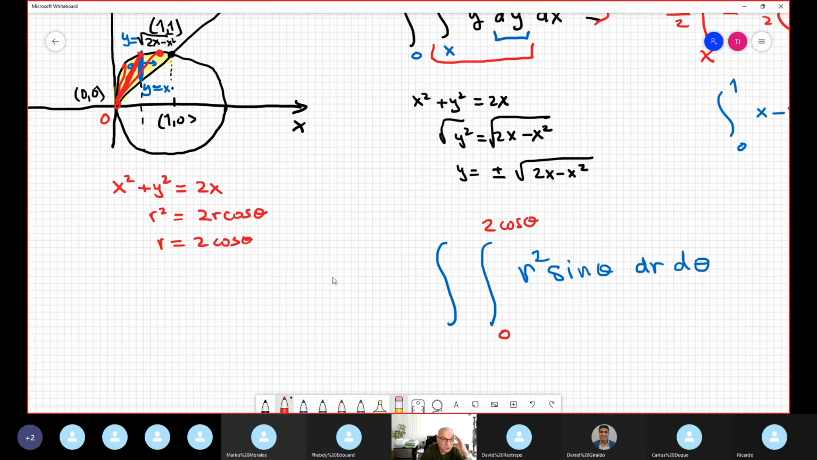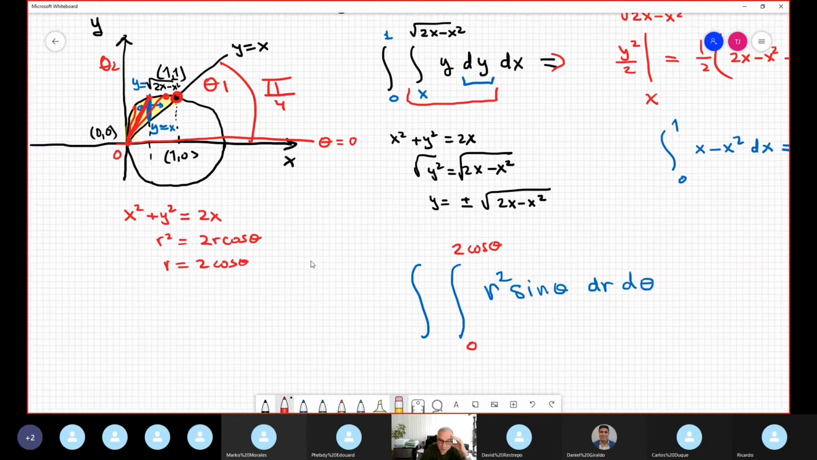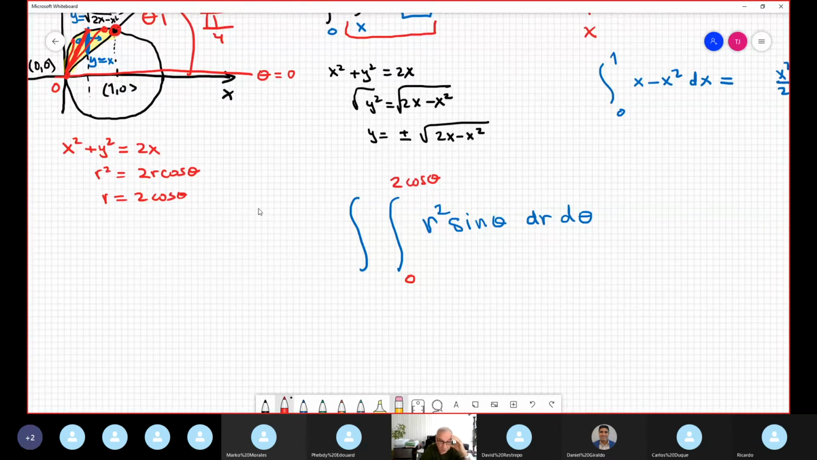And what about theta? Theta is the angle that is always measured from here. This is theta equals 0. Specifically, our region goes from this theta to this theta. So this is theta 1 and this is theta 2. It's obvious that theta 1 is this angle, que es pi over 4, and theta 2 is pi over 2. So theta goes from pi over 4 to pi over 2.